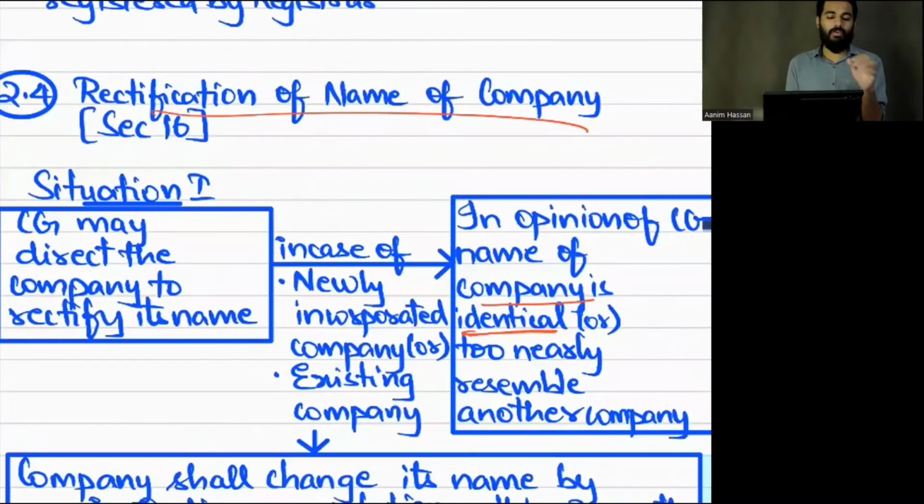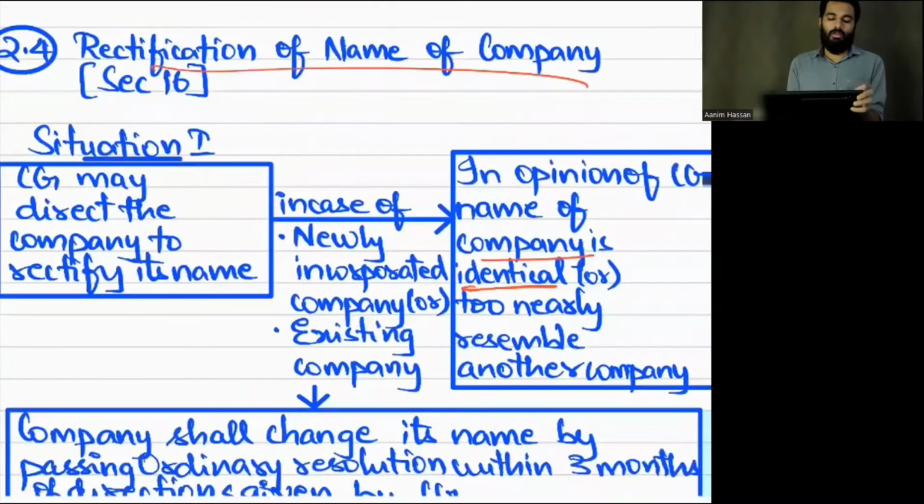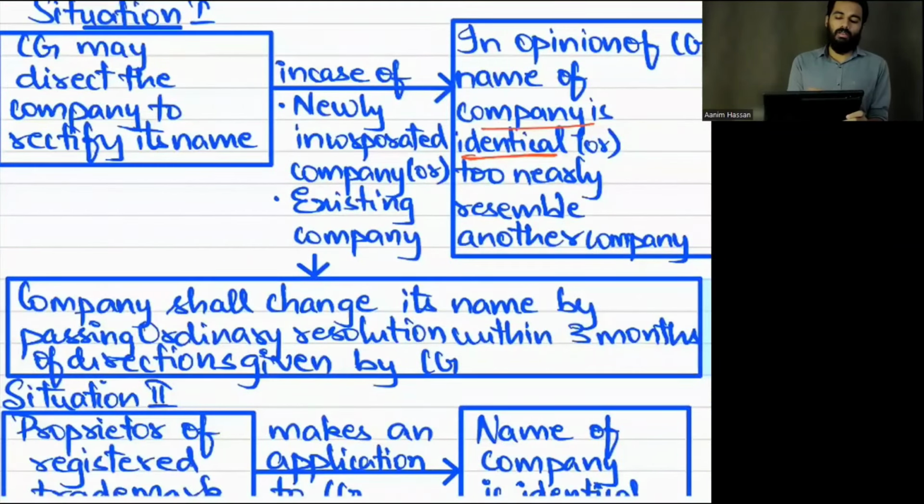Rectification of name of company. First situation: CG may direct the company to rectify its name. What in case of a newly incorporated company or in case of an existing company?